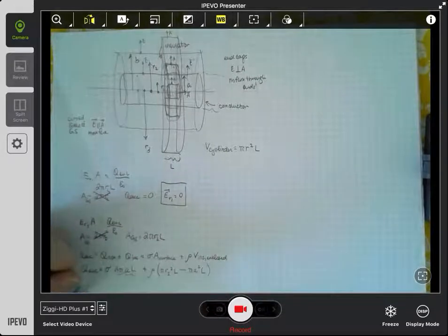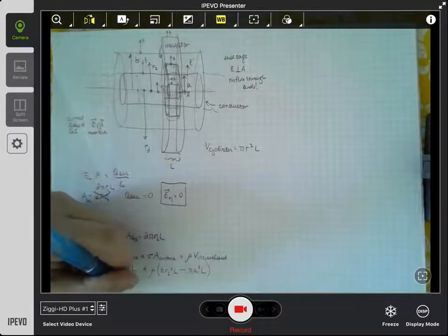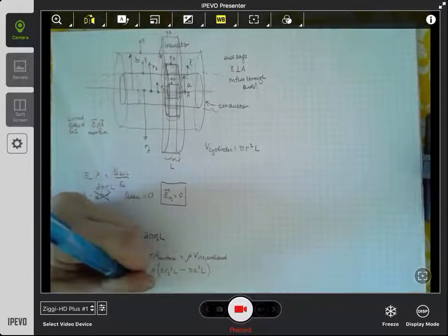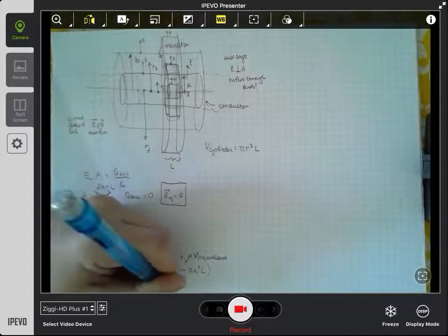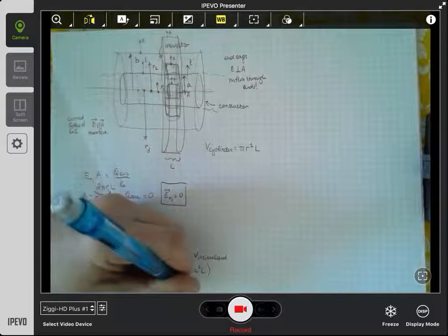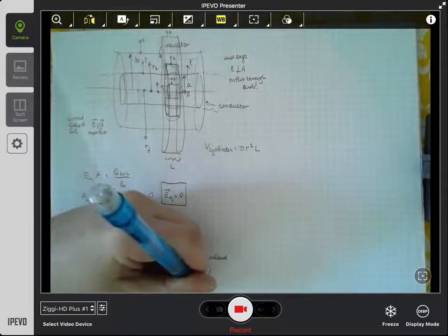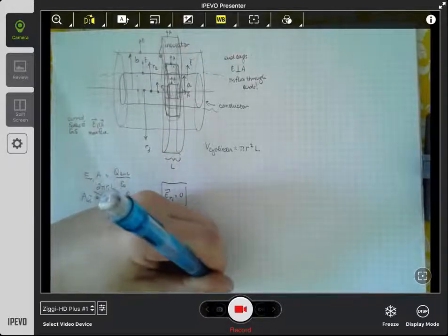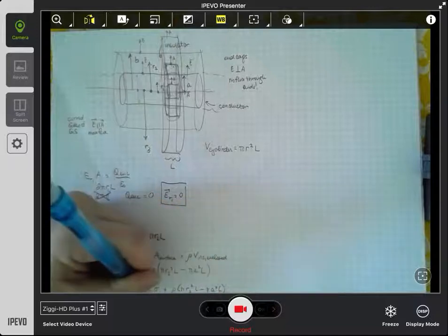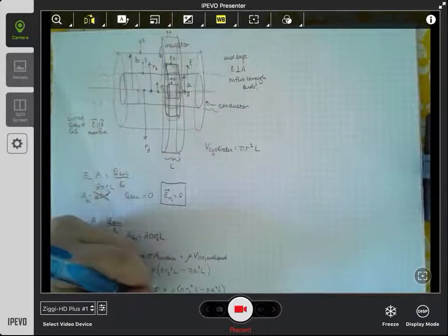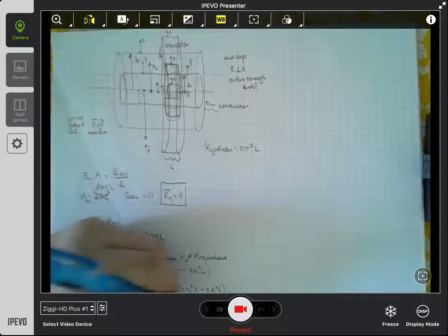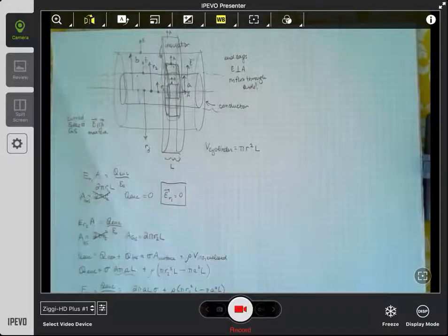All right, so if we rearrange this, E at R2 is going to be Q enclosed over the area of the Gaussian surface times epsilon naught. So that's going to be 2 pi A L sigma plus rho pi R2 squared L minus pi A squared L, divided by our area, 2 pi R2 L epsilon naught.